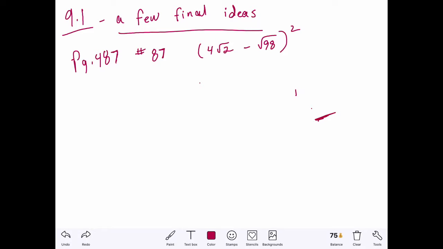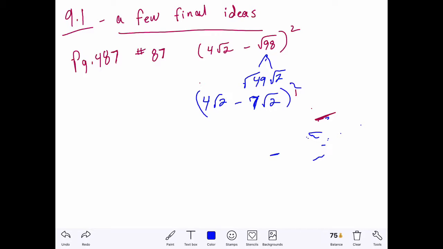Well, I always want to look to see if I can simplify first. For example, 98 is the same as 49 times 2. So I can apply the radical, remember, to each of those individually. So the square root of 49 is 7, and that escapes the radical, and I still have root 2, 7 root 2. So now I've got 4 root 2 minus 7 root 2 squared. Well, 4 minus 7 is negative 3, and remember we keep the root 2 the same since they have the same radical structure. Now we can combine 4 and negative 7 there.